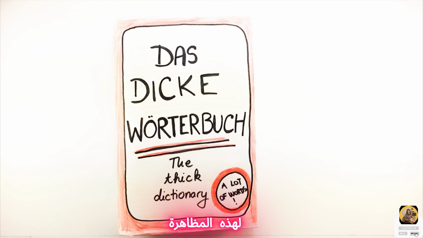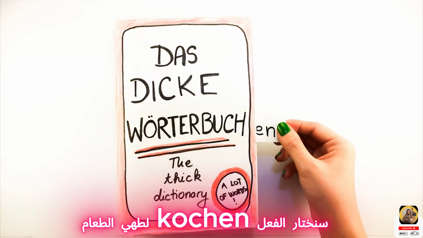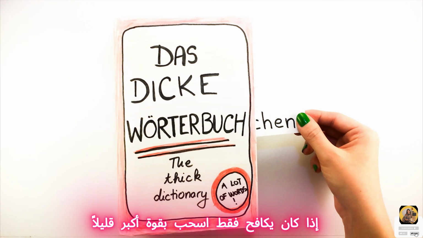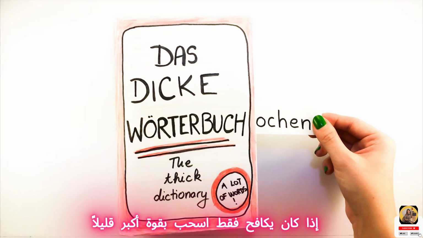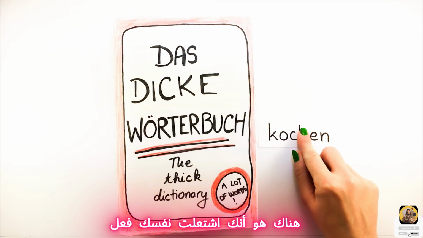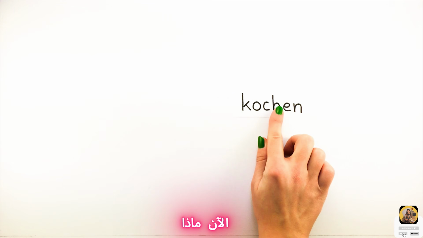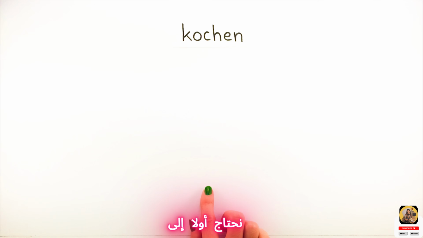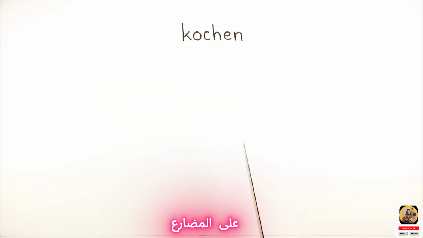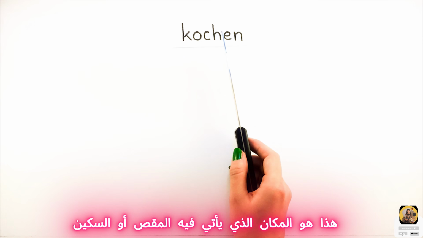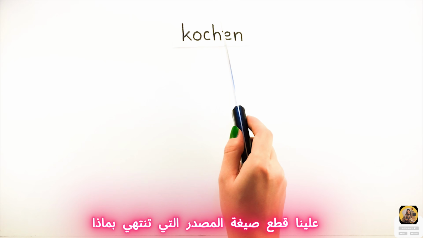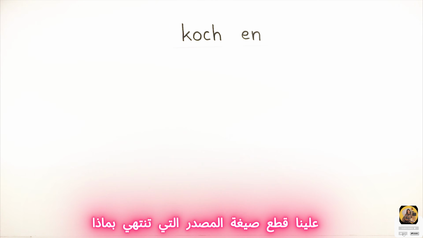For this demonstration, we will pick the verb kochen, to cook. If it struggles, just pull a little harder. There it is. You caught yourself a verb. Now what? We first need to trim it a little bit to make it ready for the present tense. That's where the scissors or knife come in. We have to cut off the infinitive ending.